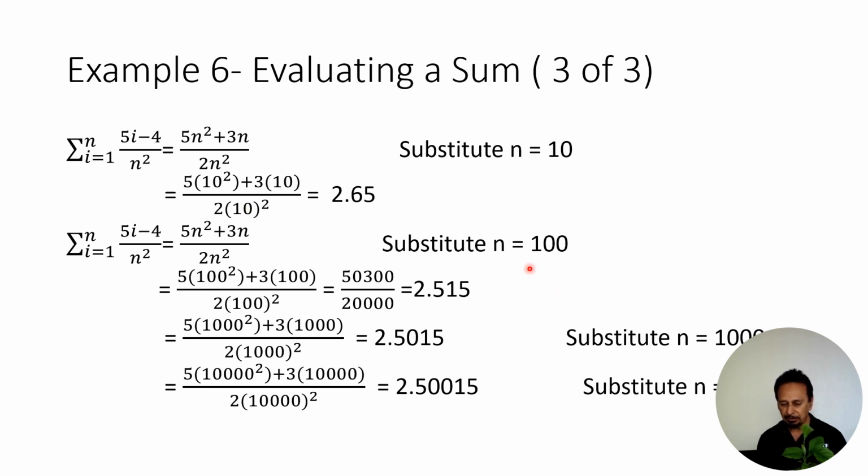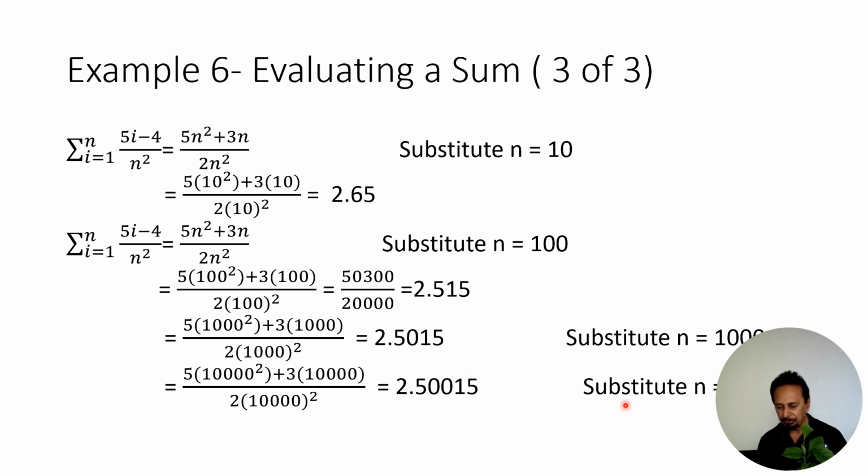Now we want to find the value when n is 100. So we substitute n is 100, and it becomes 5 times 100 squared plus 3 times 100 over 2 times 100 squared. We put it on the calculator, and it gives you 2.515. We can use the same formula with n equal to 1000. So it becomes 5 times 1000 squared plus 3 times 1000 over 2 times 1000 squared, and it comes out 2.5015.